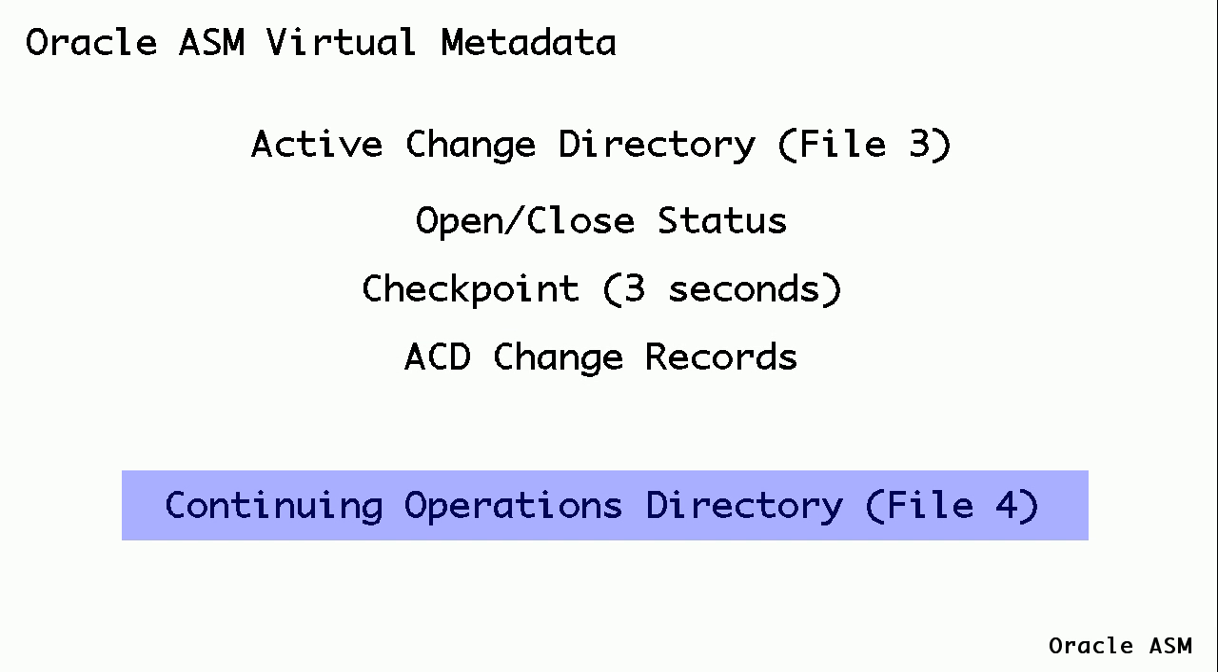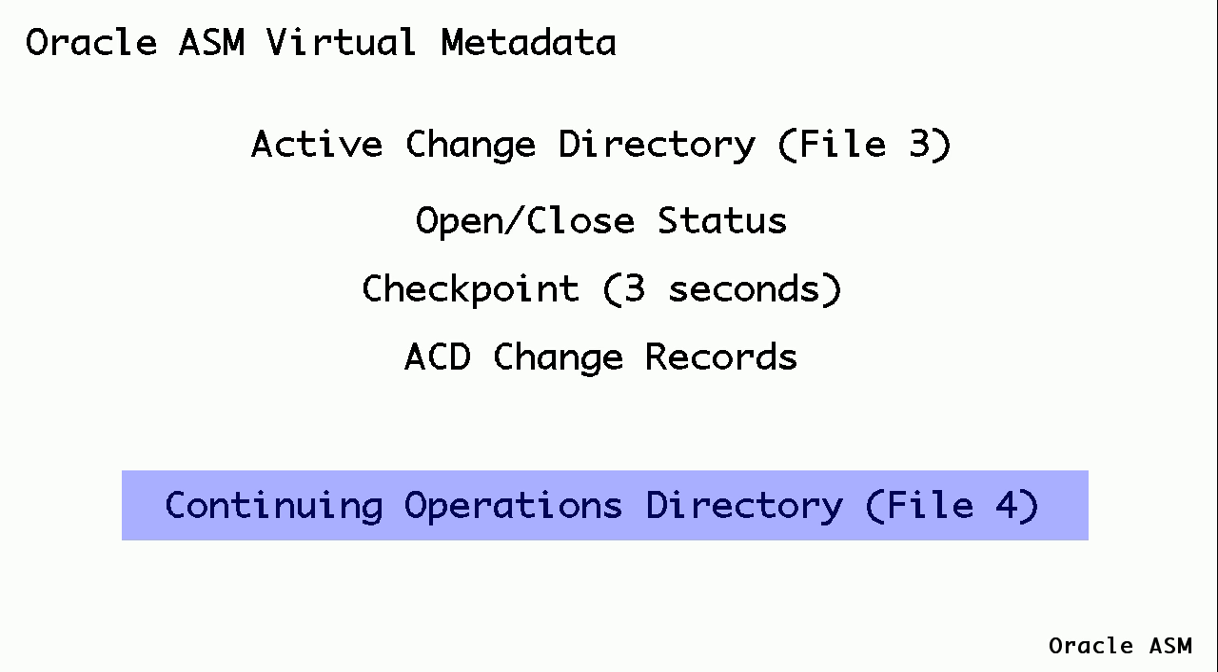Next, the Oracle ASM Virtual Metadata structure is the Continuing Operations Directory. The file number for the Continuing Operations Directory is 4 in every disk group. The Continuing Operations Directory is used to track long-running disk group operations. Examples of such operations are the ASM disk group rebalance operation or the ASM file create operation.